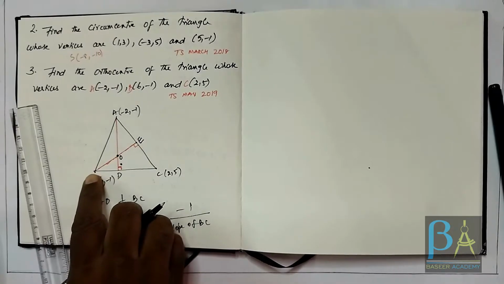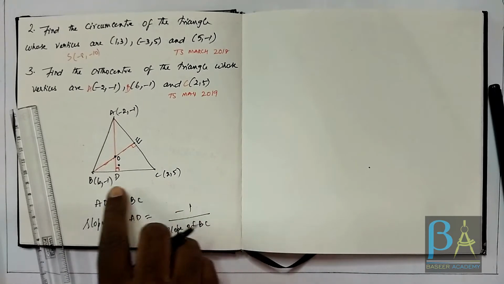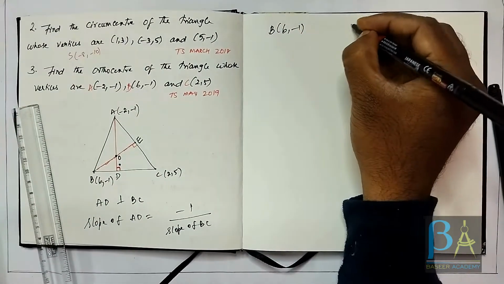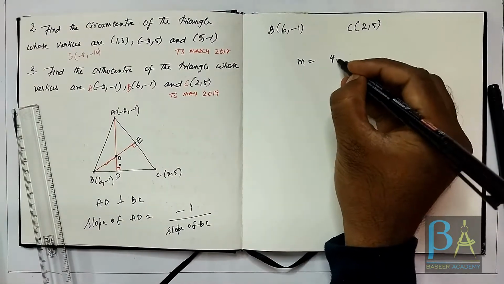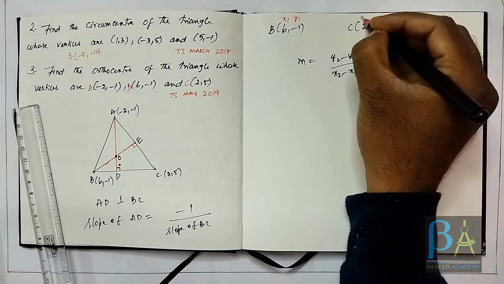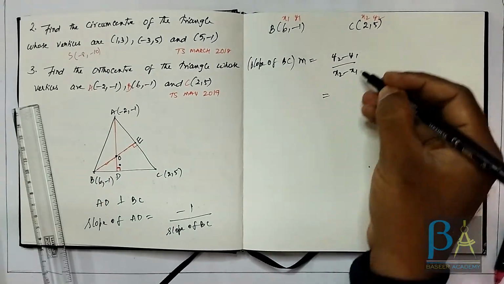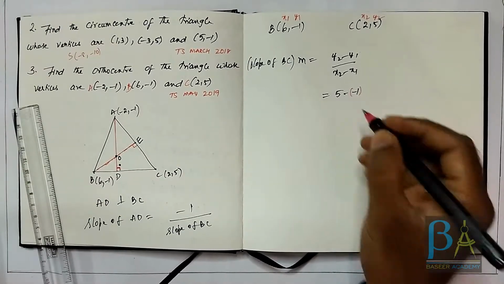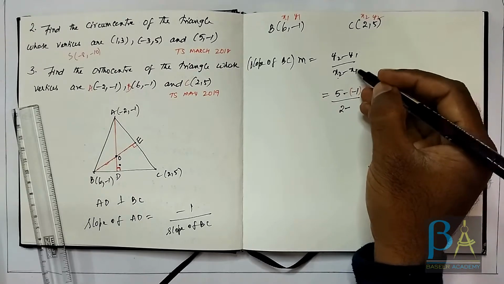Since the altitude AD and the side BC are perpendicular to each other, the slope of AD should be -1 by the slope of BC. We can find the slope of BC because we have the points B and C given to us. B is (6, -1), C is (2, 5). If you know the two points, you can find the slope by using the formula (y2 minus y1) by (x2 minus x1). So this is our (x1, y1) and this is (x2, y2). So the slope of BC is going to be y2 which is 5, minus y1 which is -1. Since the two signs are close to each other, let me separate them by keeping a bracket here. By x2 minus x1, x2 is 2, minus x1 which is 6.